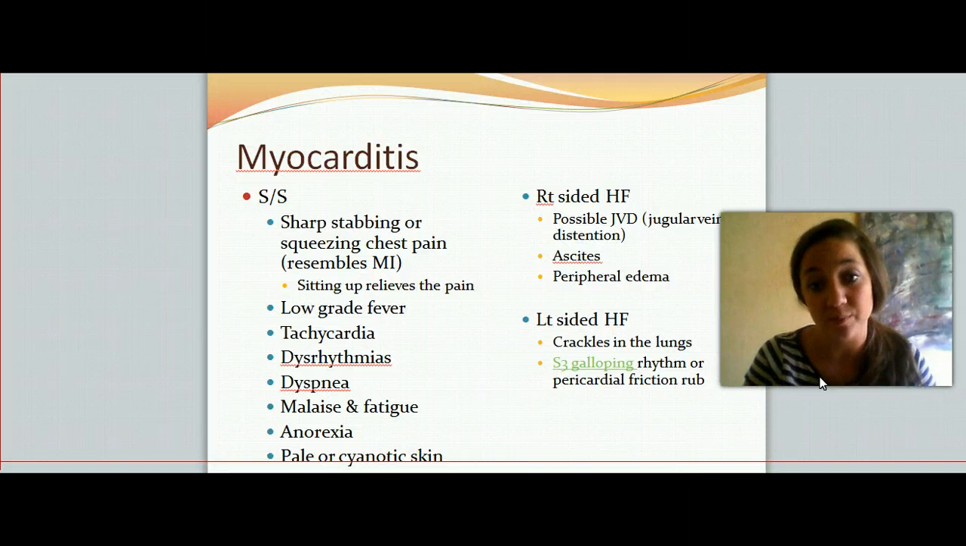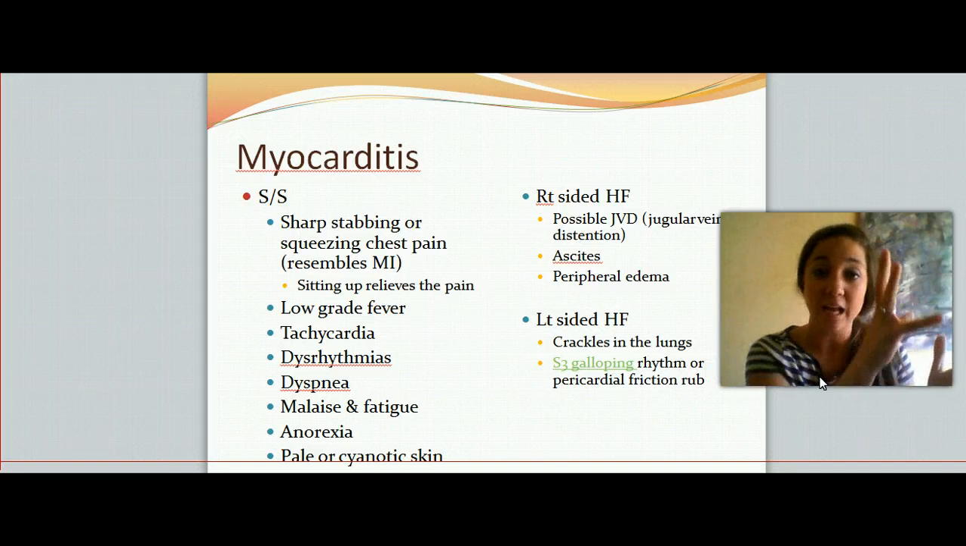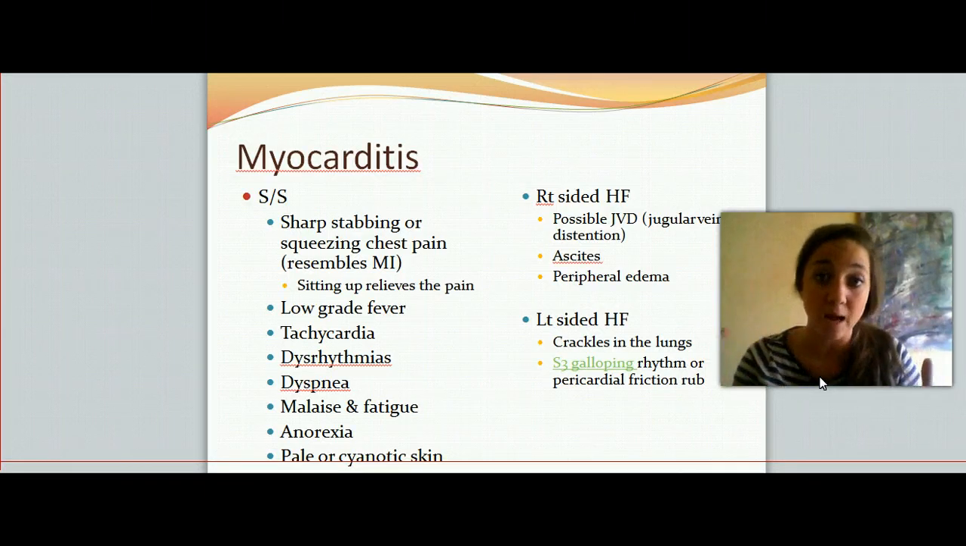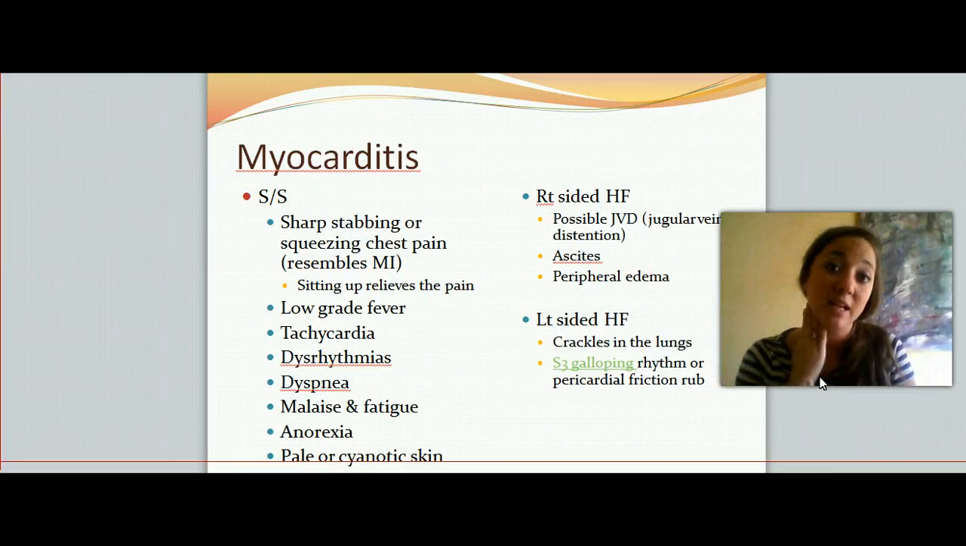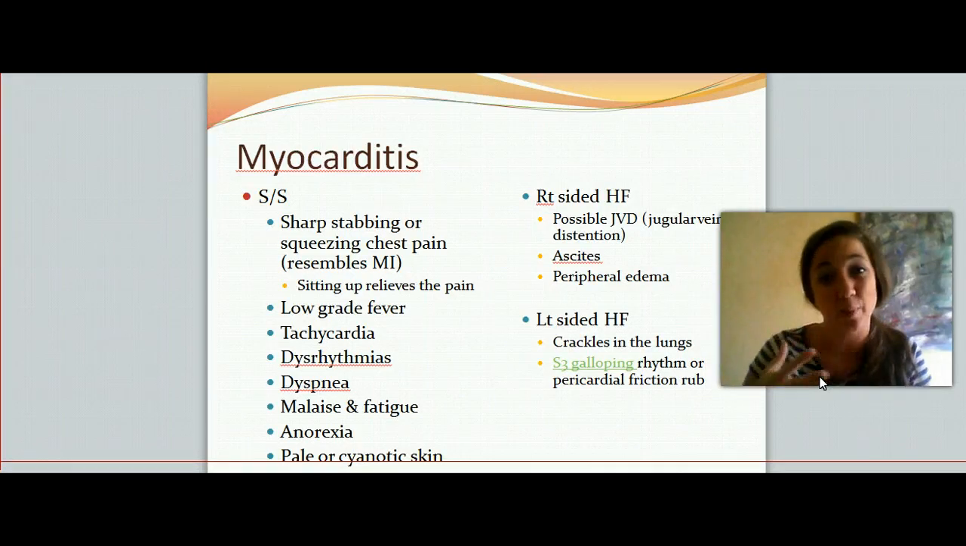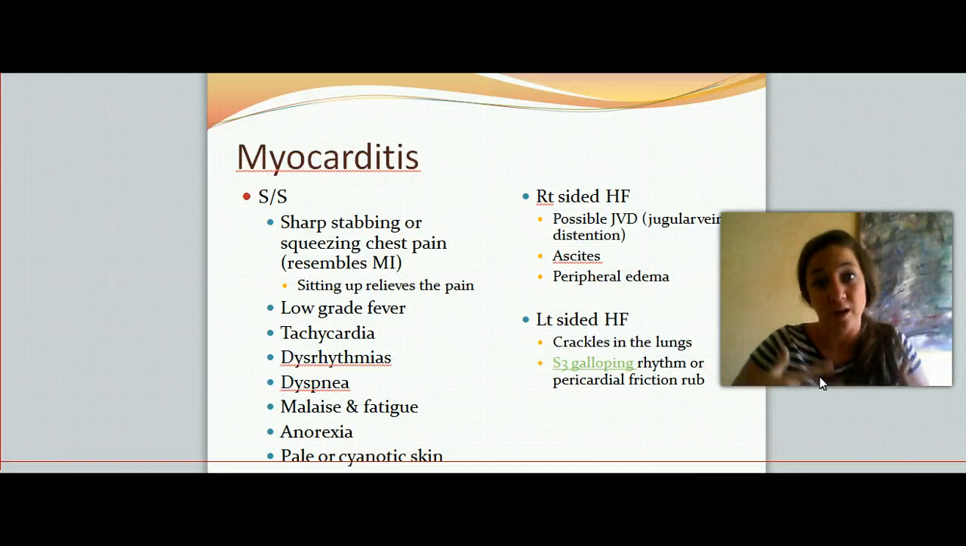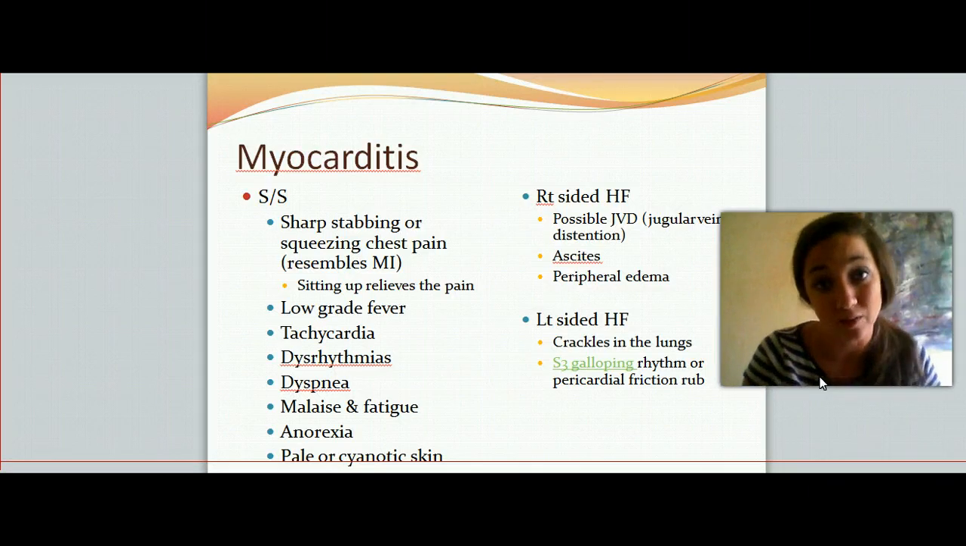Now, the signs and symptoms of right-sided heart failure are that they can have jugular vein distension or ascites or peripheral edema, because as the blood is backing up, it's going to back up through the right side of the heart and then back through the superior or inferior vena cava into your jugular veins and the rest of your body, which is going to cause a lot of swelling, and it'll eventually start seeping into your abdomen as well and causing that ascites. If they have left-sided heart failure, then it's backing up into the lungs, right?